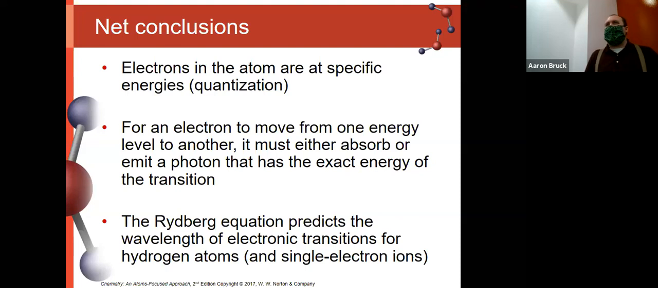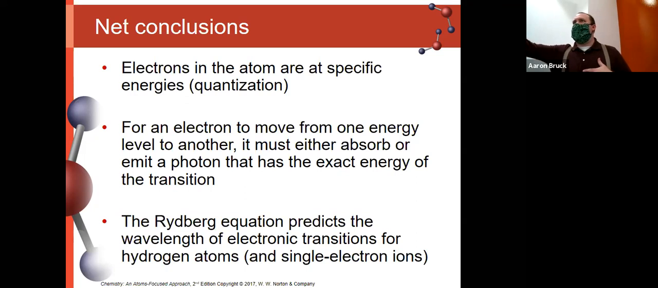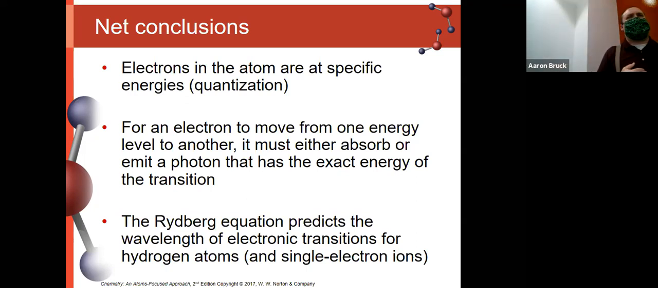We know that when an electron moves from one energy level to another, it's got to either absorb a photon to get promoted to a higher energy level, or it's got to release a photon to go to a lower energy level, and the energy of that photon is equal to the amount of energy between the two energy levels.